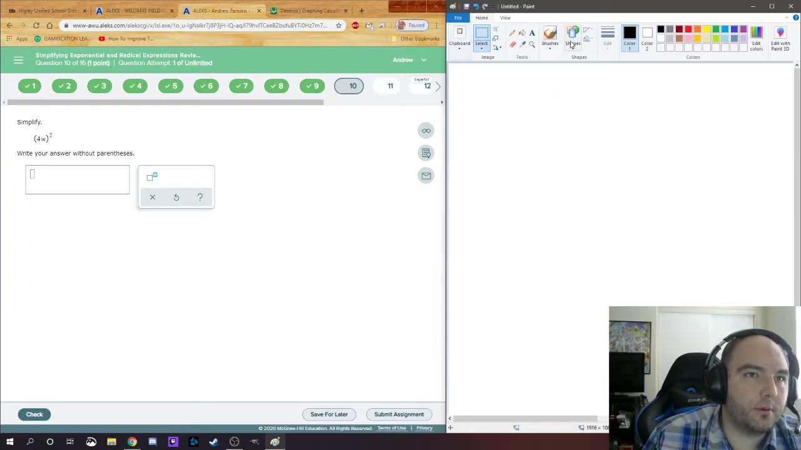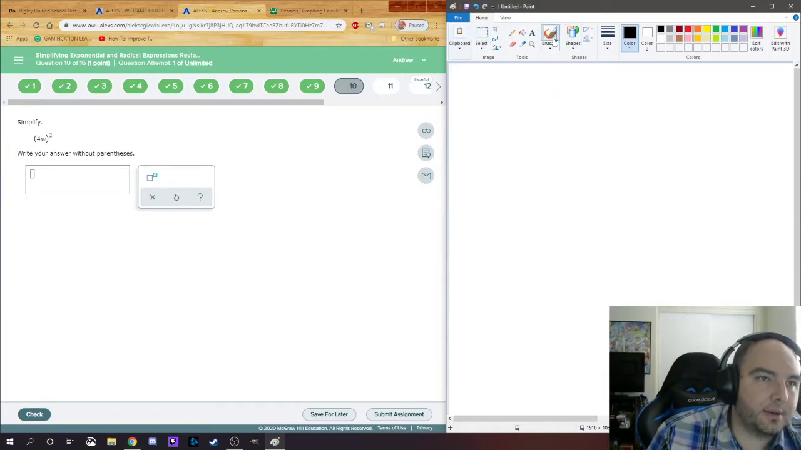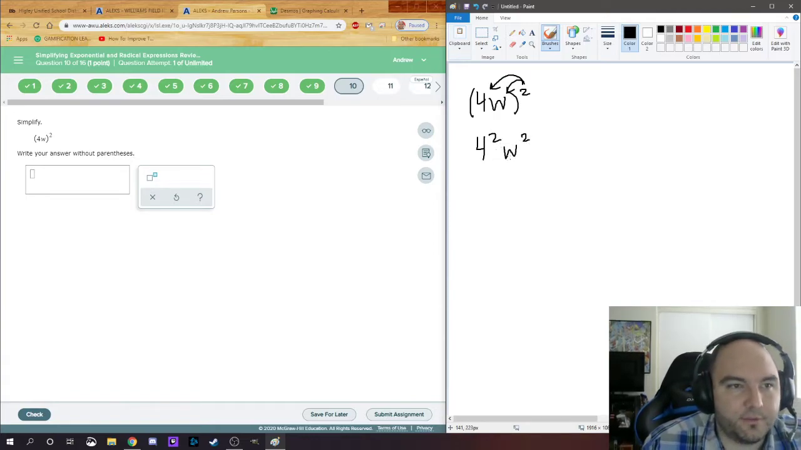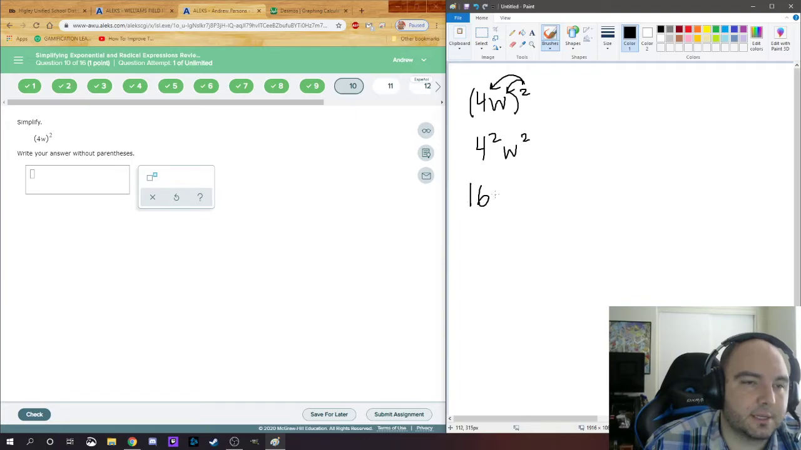Okay? Now, when there's multiple things inside a parenthesis, here we've got w with a 4, and they're both getting squared, everything gets squared. The 4 gets squared, and the w gets squared. So what I'm going to get is 4 squared, w squared. And you can't just say 4 squared. You have to find out what 4 squared is. It's 16. Equals, my mistake, 16w squared.